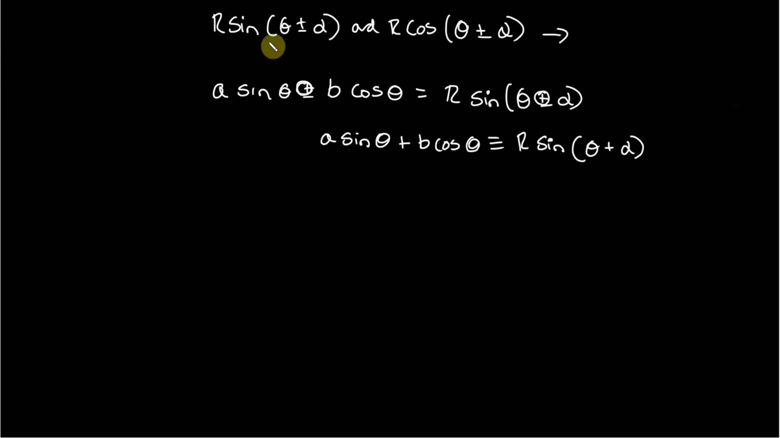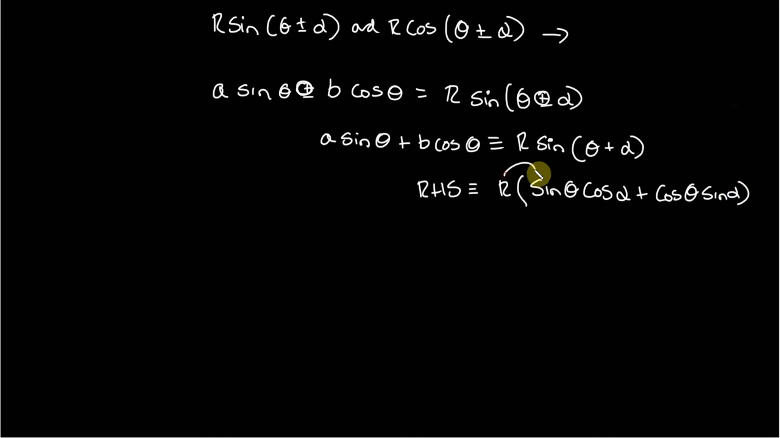And so you don't even need to necessarily memorize these as such, because if one ever needs to remember how to expand them, it's literally just thinking of the angle sum and difference identities. And so for the right hand side, we get R, and I don't usually write it this way, but I will for the sake of this video, R sine theta cos alpha plus cos theta sine alpha.